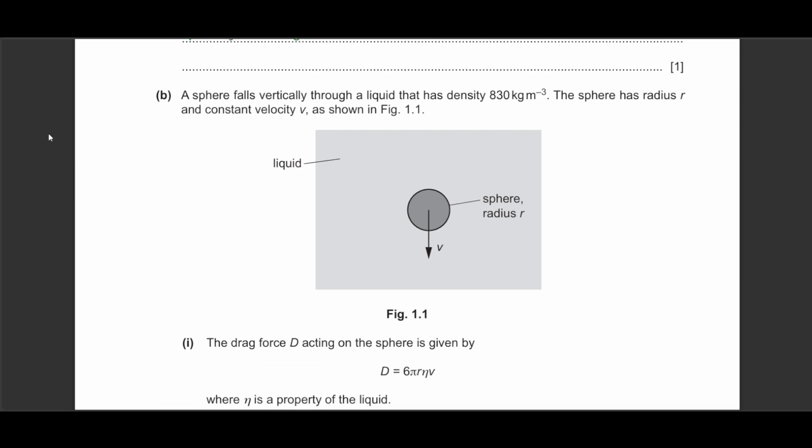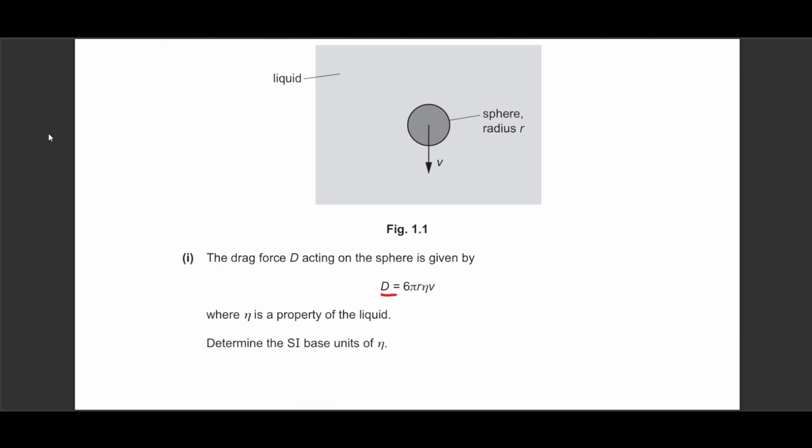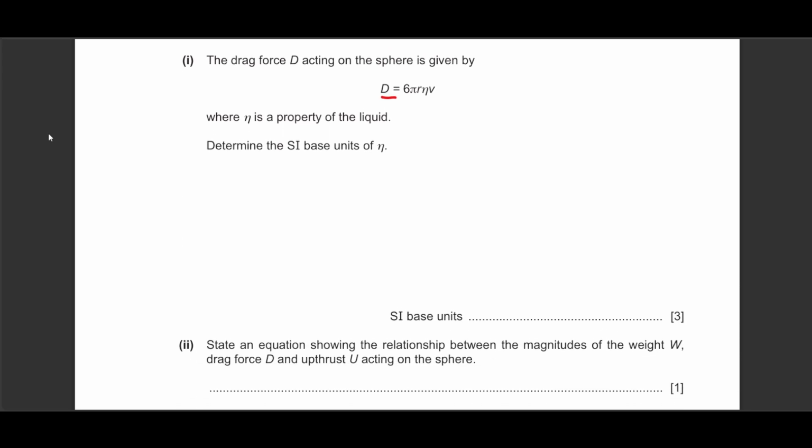A sphere falls vertically through a liquid that has a density this much. The sphere has a radius r and constant velocity. Now this is important, constant velocity v. The drag is given to us by this formula. He says that η is a property of the fluid. Find the base unit of η.